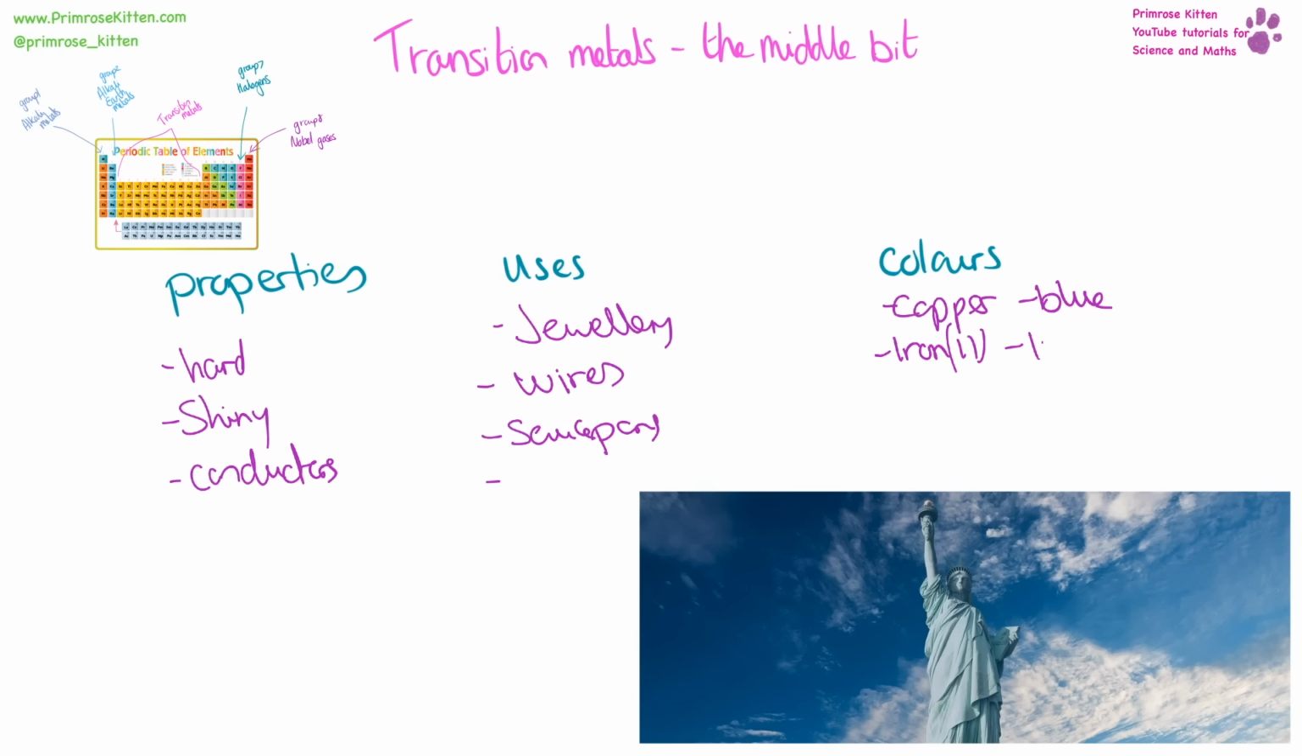Iron 2 is light green. Iron 3 is an orangey brown, a rust colour. And cobalt is a really lovely deep rich blue.